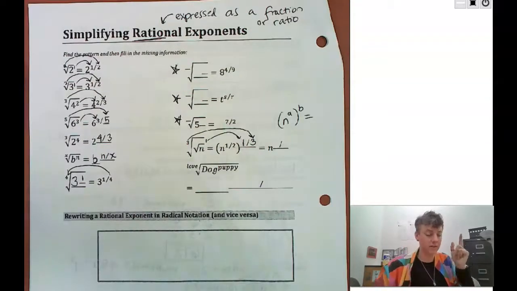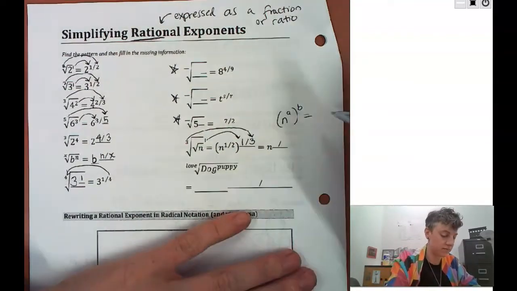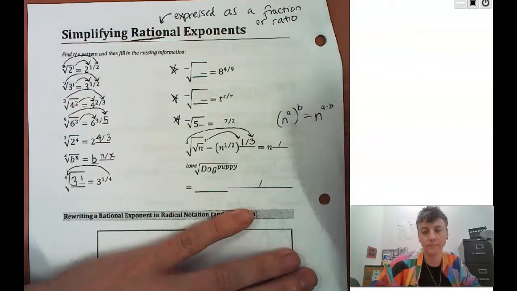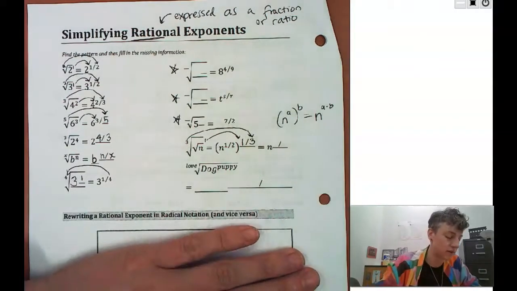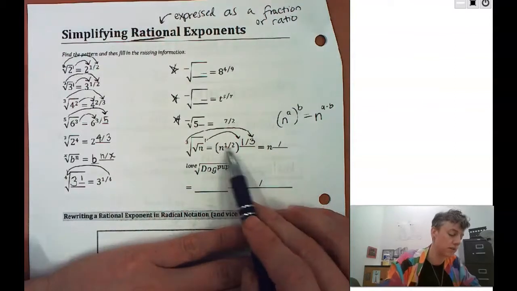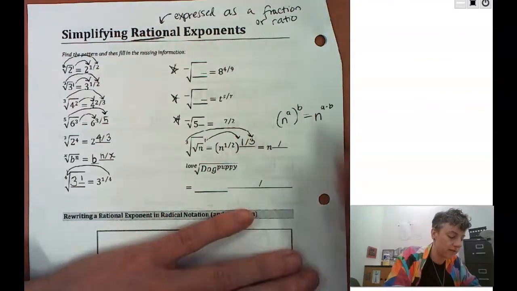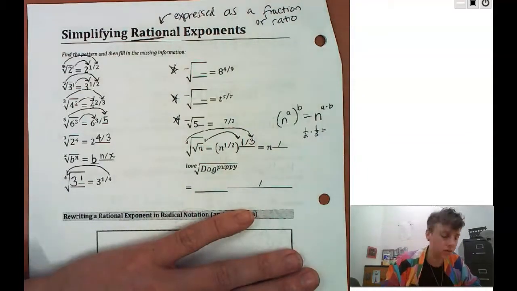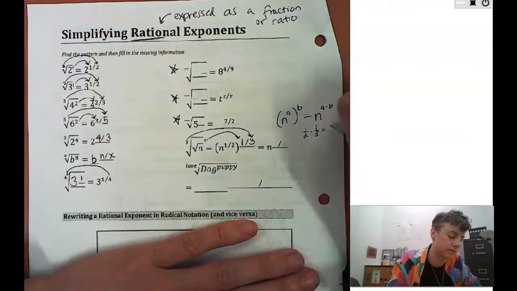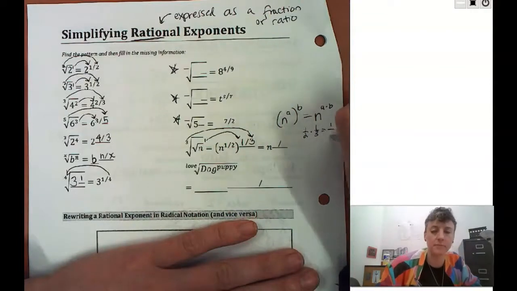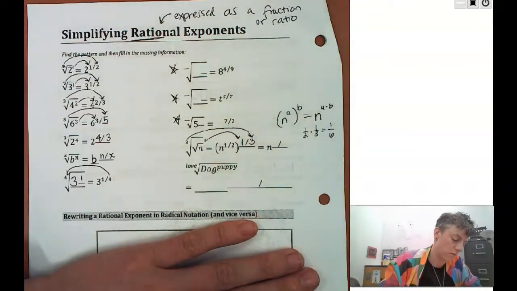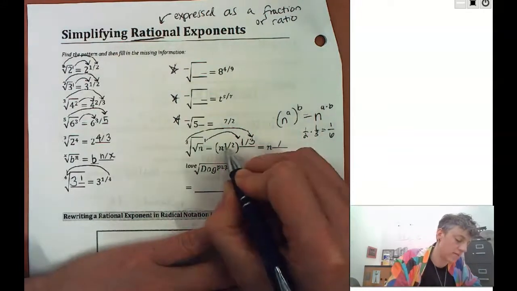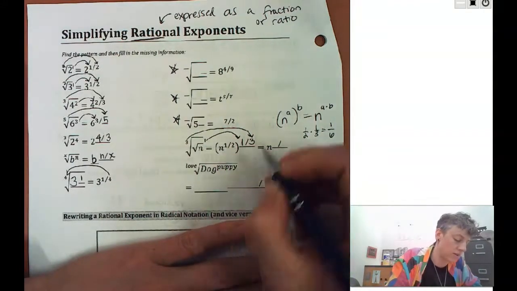Our rule here is that we multiply the exponents. So that's n to the a times b. So let's do that here. What's 1/2 times 1/3? We multiply straight across. So we get a 1 on the top and a 6 on the bottom, which means our fraction here, n to the 1/2 to the 1/3, is really n to the 1/6.